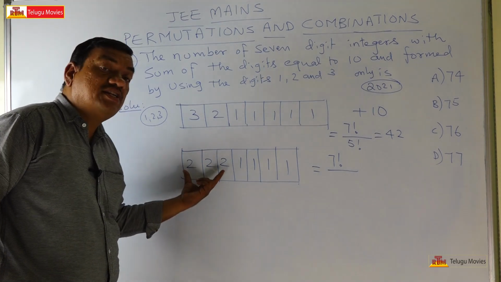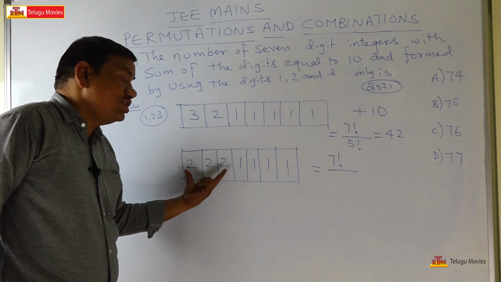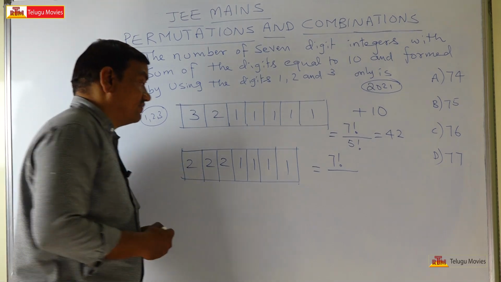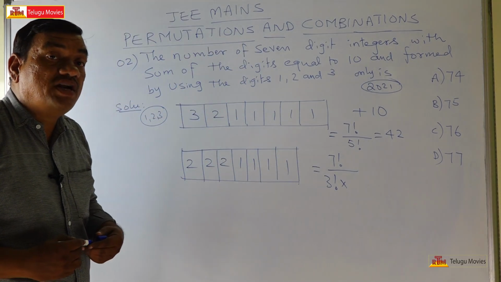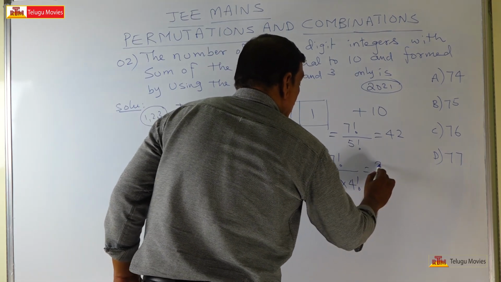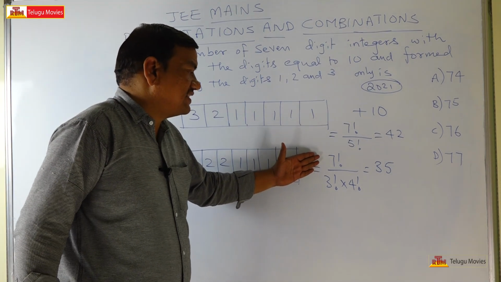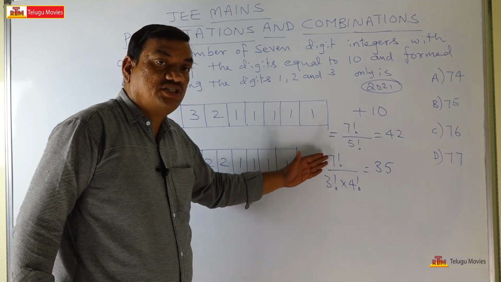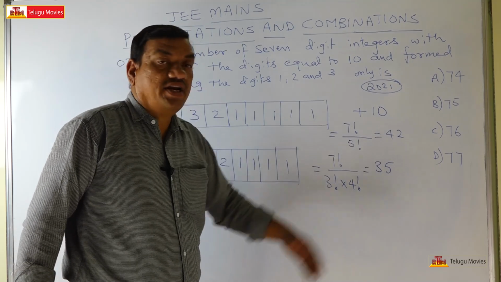In this, 2 is repeated, identical. Here also the ones are identical. So, how many times is 2 repeated? It is repeated 3 times. That is why 3 factorial, divided by 3 factorial into the 1s, which are repeated 4 times, so 4 factorial. If you calculate, its value is 35. Right. 7 factorial can be written as 7 into 6 into 5 into 4 factorial; the 3 factorial and 4 factorial cancel. After calculating, you will get the value 35.